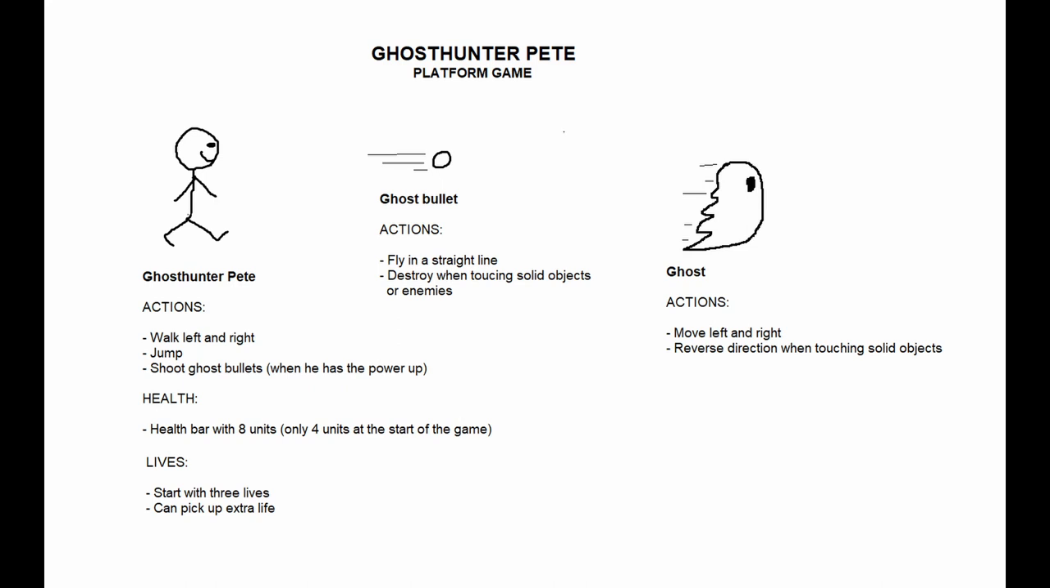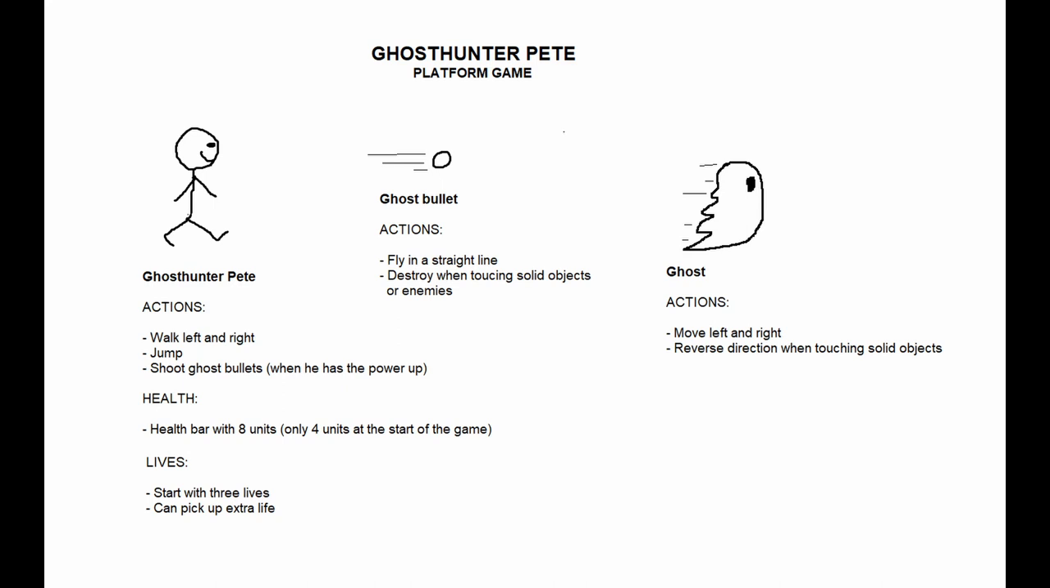Now as for health, I want him to have a health bar with 8 units, but only 4 units at the start of the game. So he'll start the game with half health. Now about lives, I want him to start with 3 lives, but I also want him to be able to pick up an extra life.